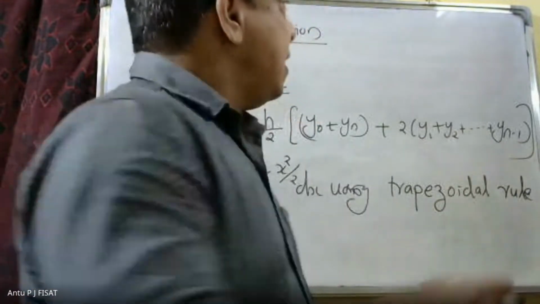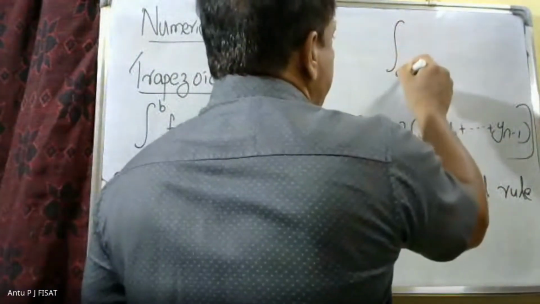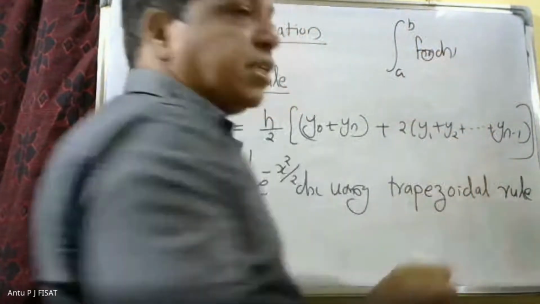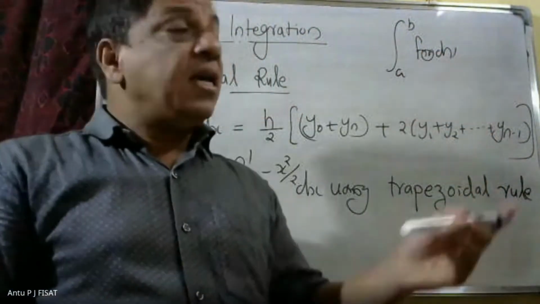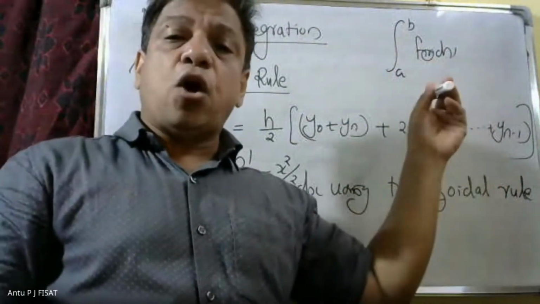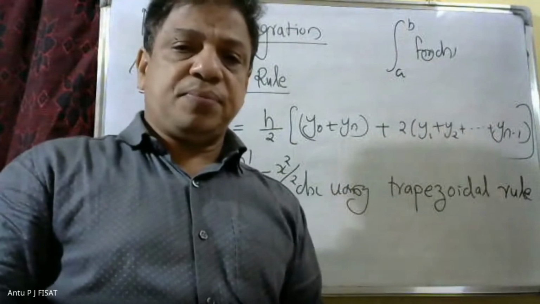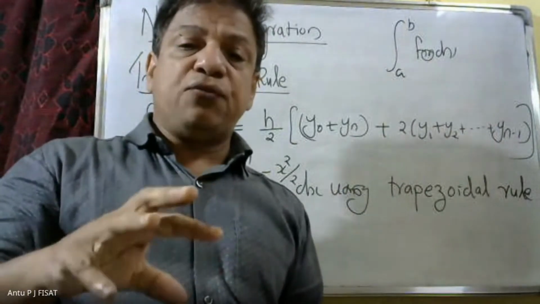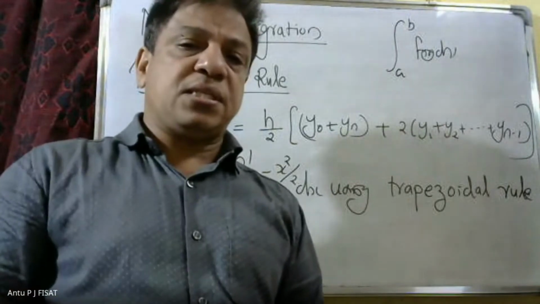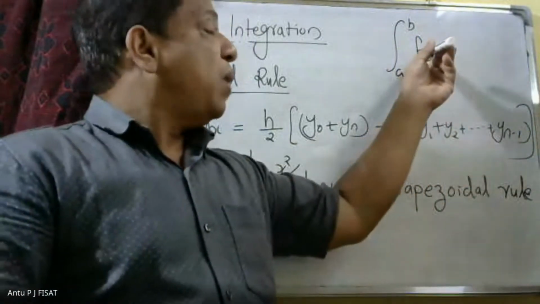That is, integral a to b f of x dx. f of x is a function. We can integrate this function f of x and, applying the upper limit b and lower limit a, you will get the answer by integration formulas. Without using integration formulas, we can evaluate this function.